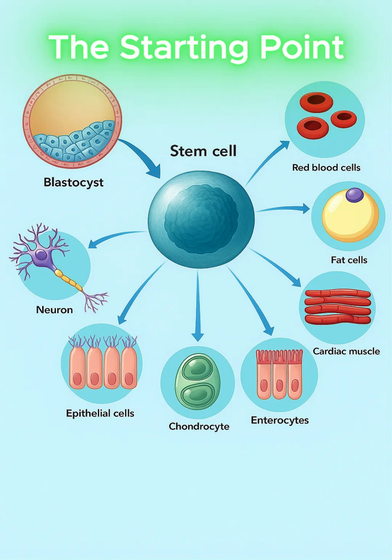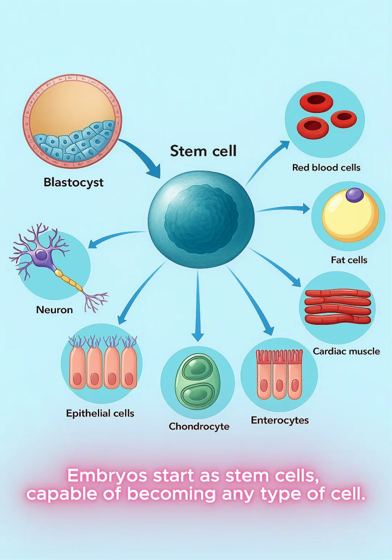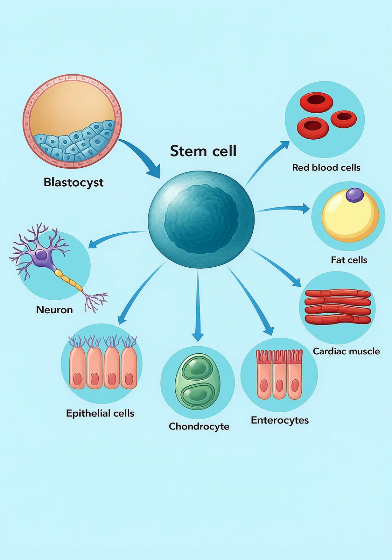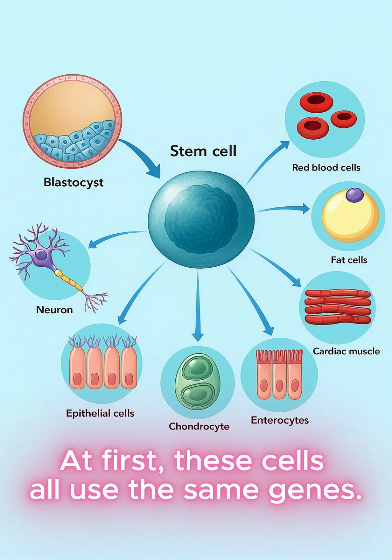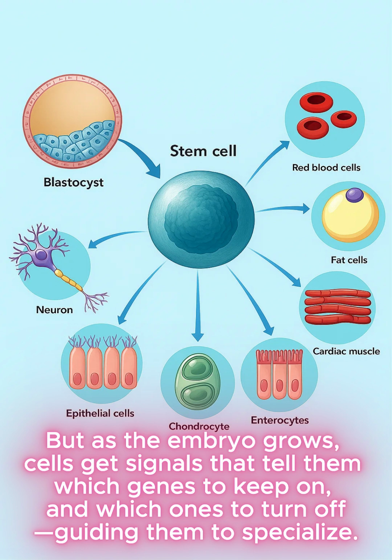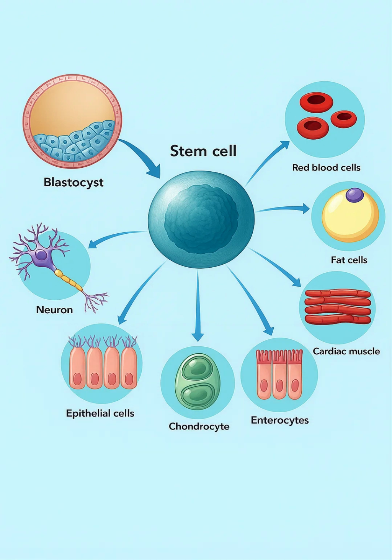Stem cells: the starting point. Embryos start as stem cells, capable of becoming any type of cell. At first, these cells all use the same genes, but as the embryo grows, cells get signals that tell them which genes to keep on and which ones to turn off, guiding them to specialize.